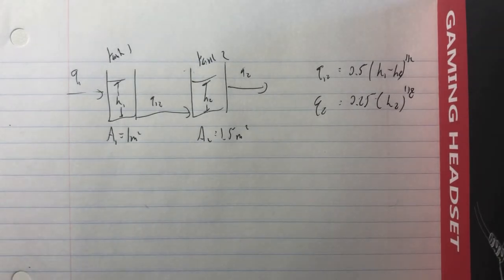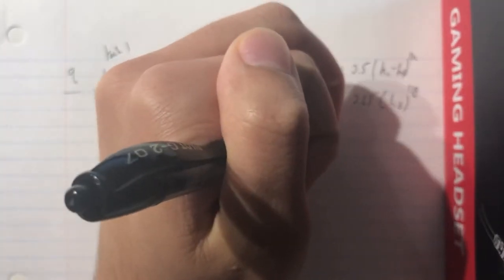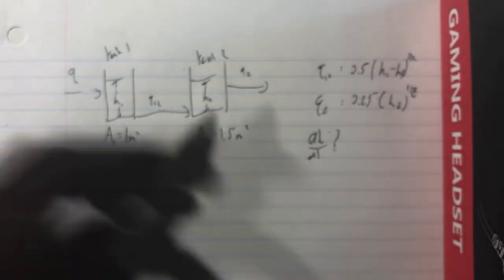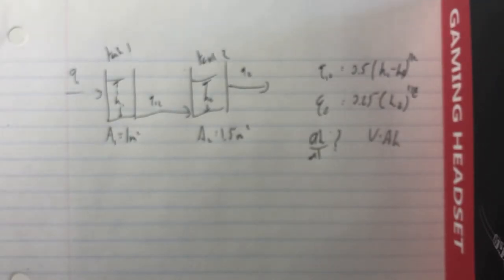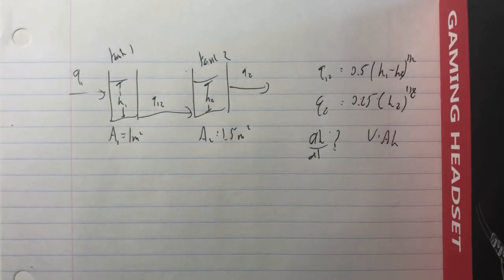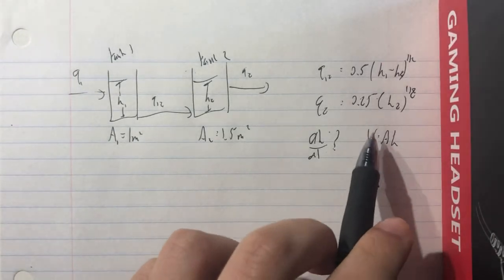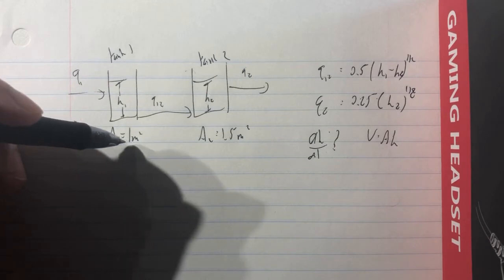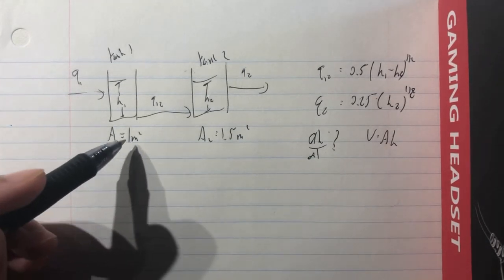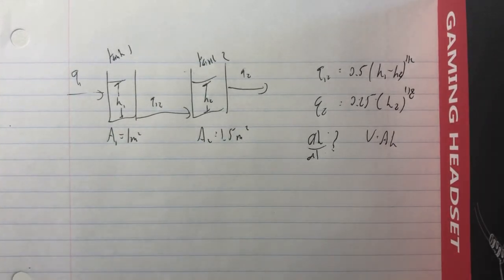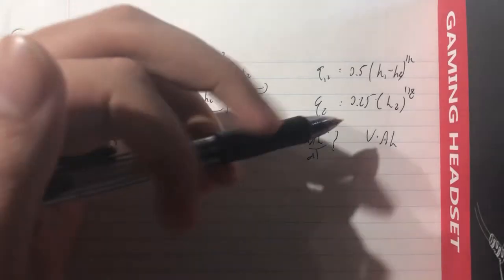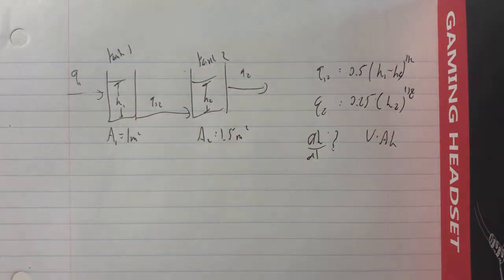What we want to find is dH on dt. And how we do that is we note that volume is equal to area times height. Sorry, that was out of focus. So just to recap, A1 equals 1 meter squared, A2 is 1.5 meters squared, and we want to find dH/dt, and we're going to leverage the fact that V equals area times height.